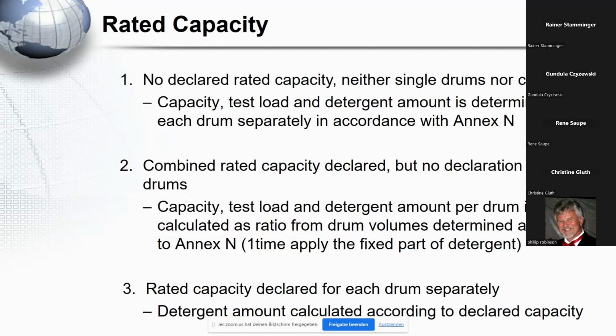And then the third, and for sure the best way, is that the rated capacity is fully declared by the manufacturer. So each drum has a declared rated capacity. This is for sure the preferable way for the testing laboratories. In this case, the rated capacity is clear and the detergent amount is calculated accordingly in accordance with this rated capacity.